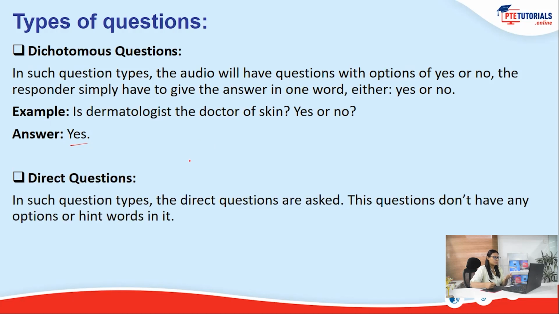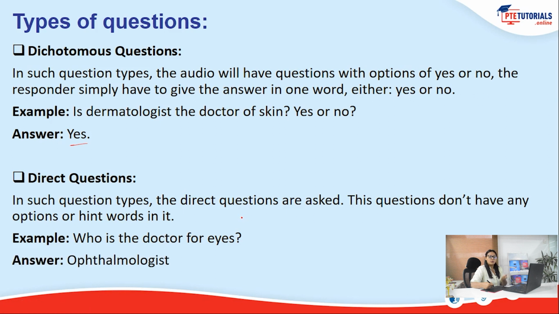But there are difficult questions which are named as direct questions. In such question types, the direct questions are asked. This question doesn't have any options or hint words in it. So it can be difficult for many of the students to grasp the exact idea of the question. Who is the doctor for eyes? Ophthalmologist. So it can be difficult to have a reference or to try to recall what can be the possible answer. So direct questions are a bit more difficult level questions.